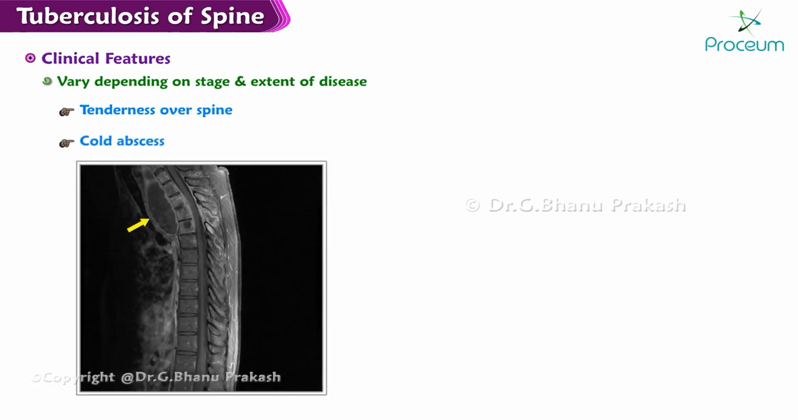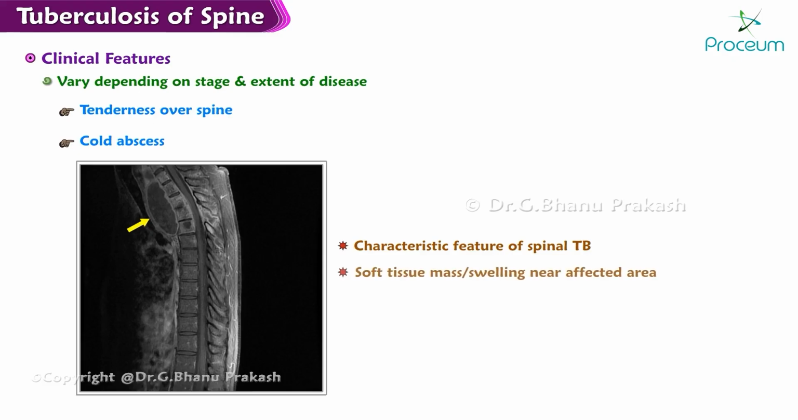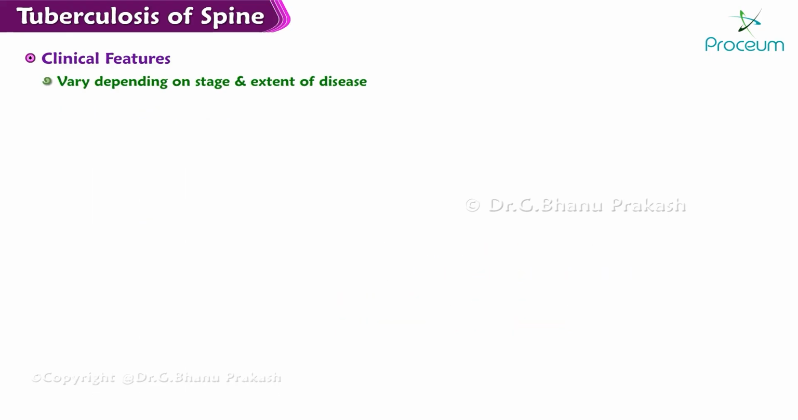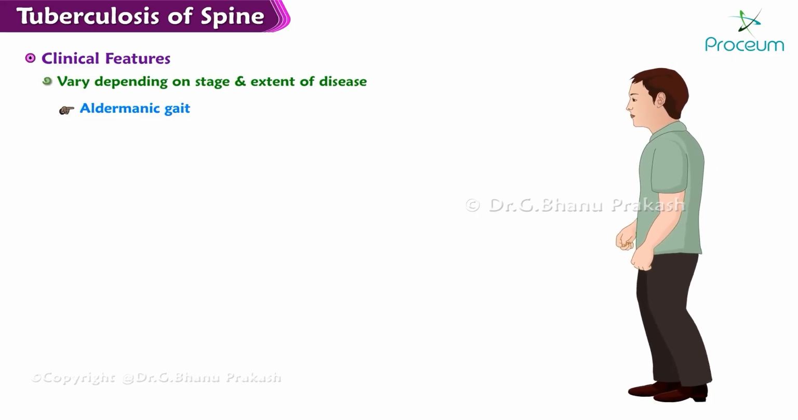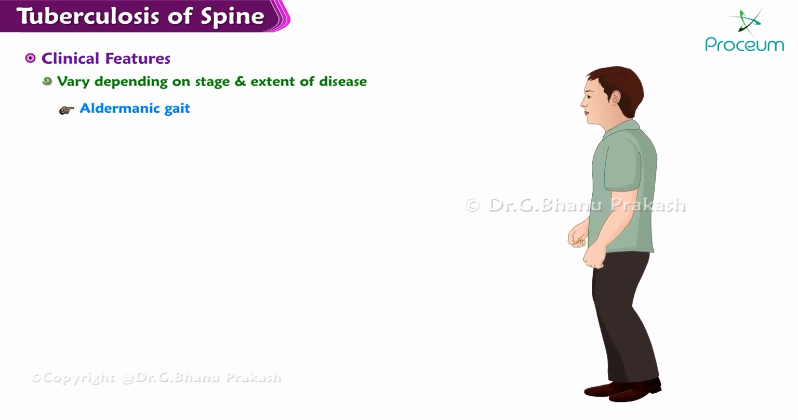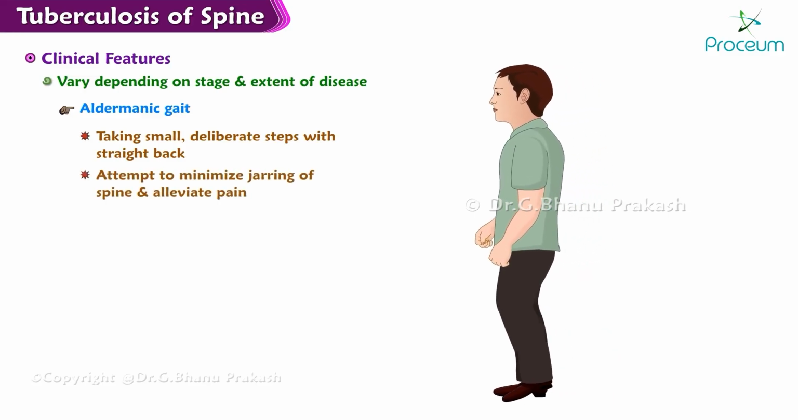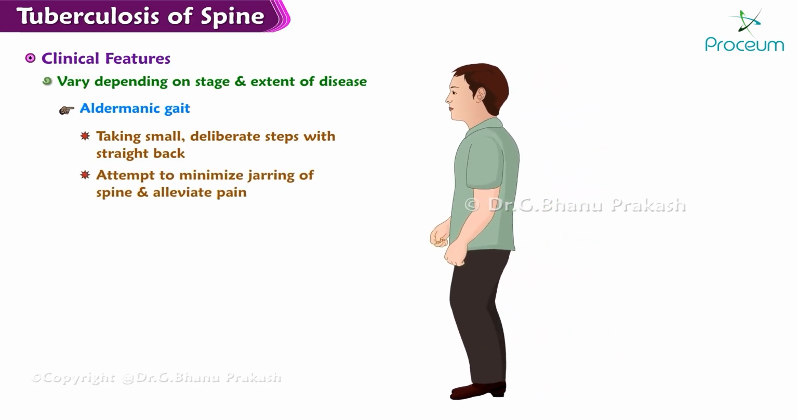Cold abscess. A characteristic feature of spinal tuberculosis is the presence of a cold abscess. This refers to a soft tissue mass or swelling near the affected area, typically caused by the accumulation of pus. Cold abscesses are usually painless and may spontaneously rupture and drain. Aldermanic gait. Patients may adopt an aldermanic gait, which involves taking small, deliberate steps with a straight back in an attempt to minimize jarring of the spine and alleviate pain.